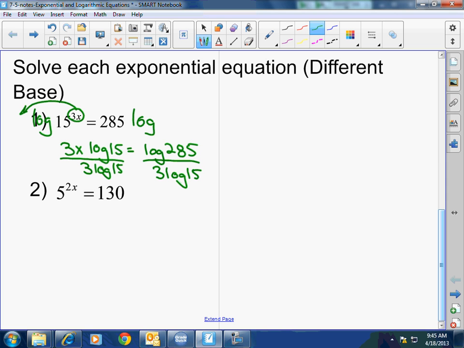Now, in your calculators, it depends if you purchased the calculator that I told you to purchase or not. Some calculators you have to work backwards here, guys. Some calculators you can just work straight forwards, okay? If you have a straightforward calculator, you're going to put in log 285 divided by 3 times log of 15. And what does that give me?